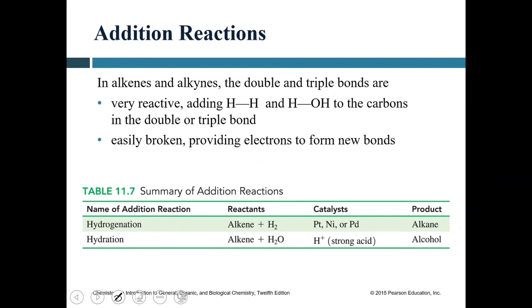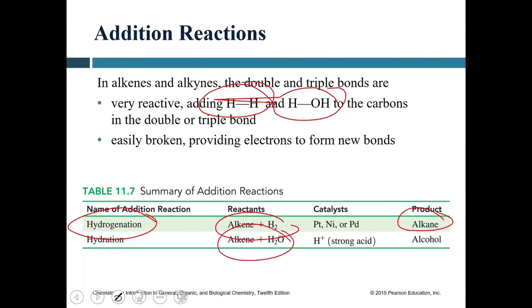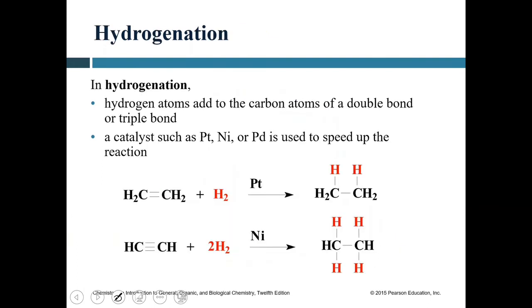So in alkenes and alkynes, the double and triple bonds are extremely reactive. So you can add hydrogen or water to the carbons in the double or triple bond. This bond can be easily broken, which provides electrons to form new bonds. For instance, in the reaction of hydrogenation, you can take an alkene, add a hydrogen molecule using a catalyst, forming an alkane. In the reaction of hydration, you can take an alkene, add water, and using a strong acid as a catalyst, form an alcohol. So what does the hydrogenation reaction look like?